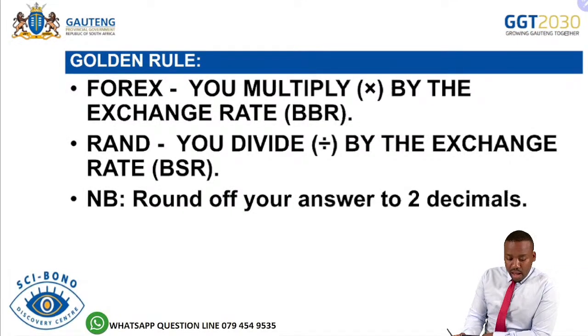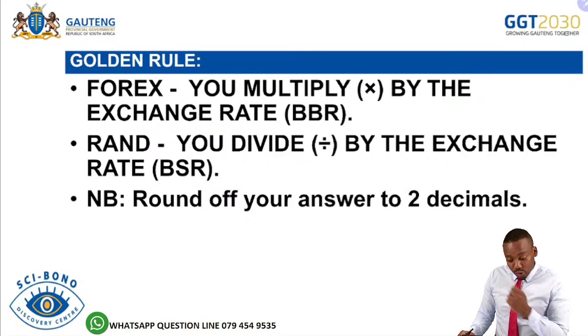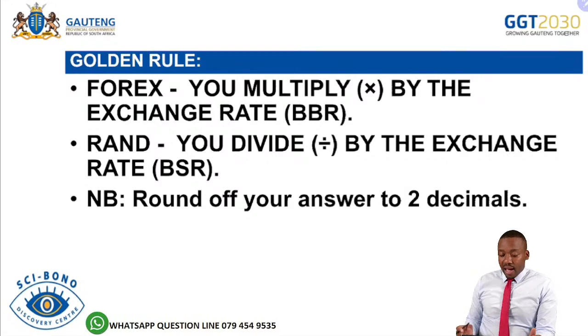Right. I hope you have written down that golden rule. Remember, we said when you have foreign currency and you want South African rand, you multiply by the exchange rate, and the bank will charge you using what? BBR. When you have rands and you want foreign currency, the bank will charge using what? BSR. Then they are dividing. Then you need to make sure that you have rounded off your answers to 2 decimals.